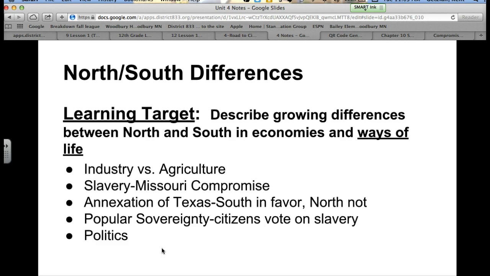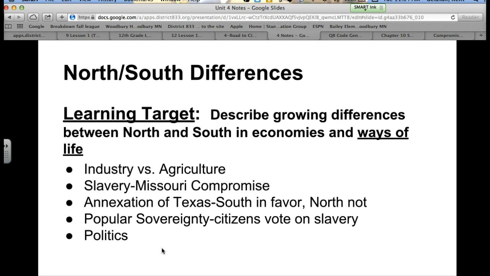The big thing here is the differences between the North and the South that are going to increase conflict. The differences are going to be in the way they make money and the way that they live. There's going to be a bunch of times where you're going to need to pause this and write some stuff down. For example, industry versus agriculture.